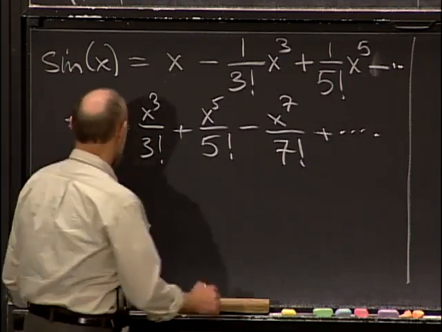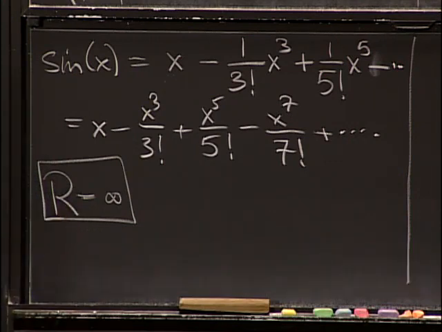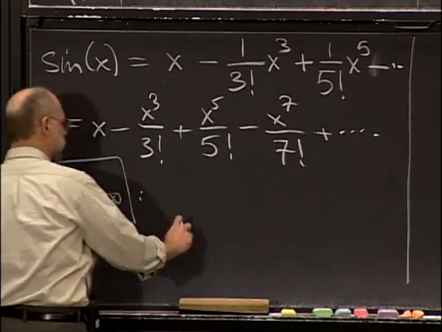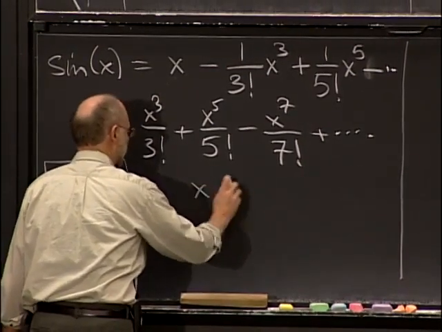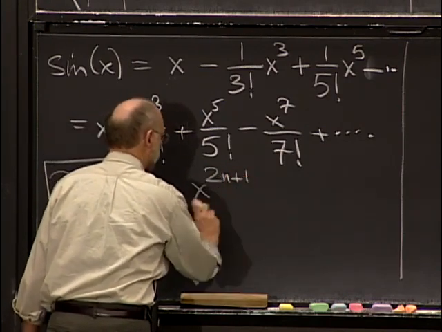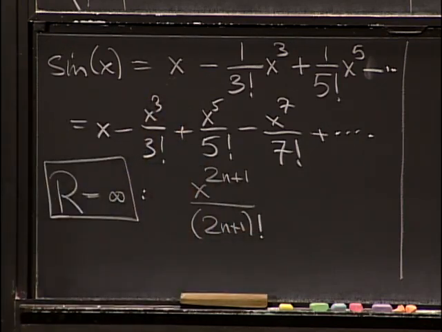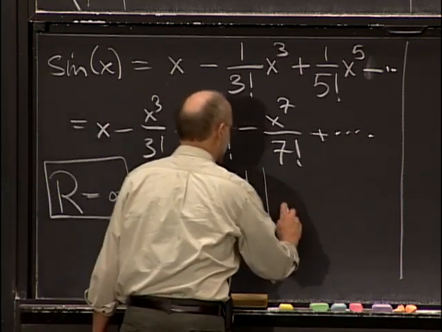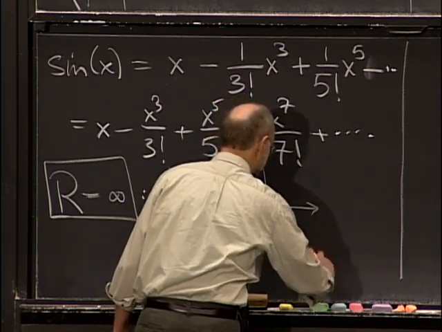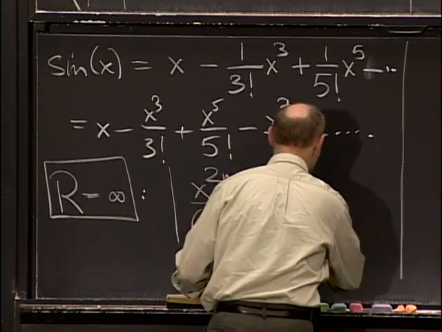Exponentials grow very fast. Let me make a remark. R is infinity here. The radius of convergence of this power series, again, is infinity. And let me just say why. The general term is going to be like x to the 2n plus 1 divided by 2n plus 1 factorial. An odd number I can write as 2n plus 1. And what I want to say is, what happens to the size of this as n goes to infinity?